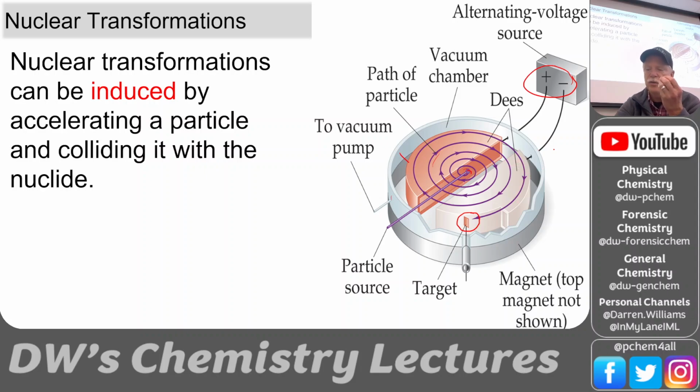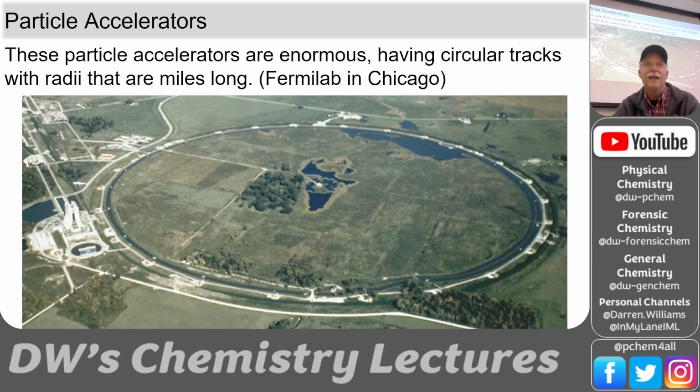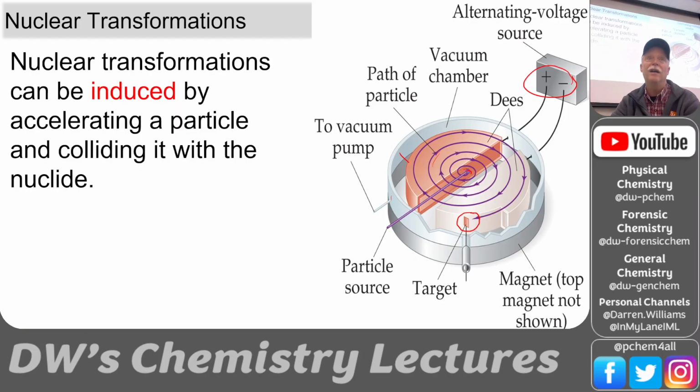You have a source of the particles, and then you carefully accelerate it in a vacuum, in a magnetic field, which causes them to take curved paths. And then you alternate this voltage to attract and repel and keep it going. And you ramp that voltage up, and they get faster and faster and faster. Okay. It is very much like a mass spec, yeah.